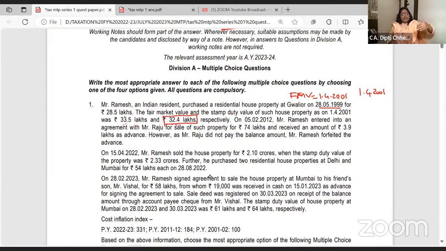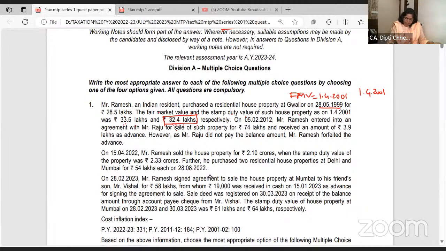Because you have purchased the property in 75, 85, 95 and indexation, CII, cost inflation index starts from 2001. I need to take the fair market value, but because it's an immovable property, FMV cannot exceed SDV, stamp duty value. So we will take 32.4.